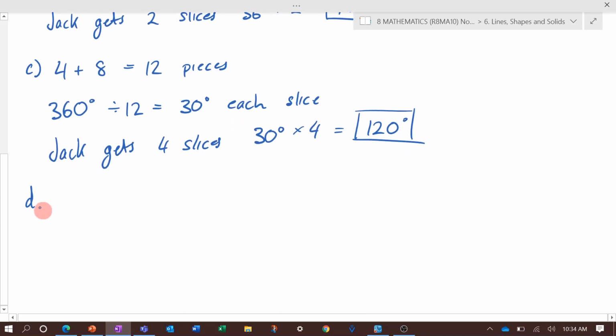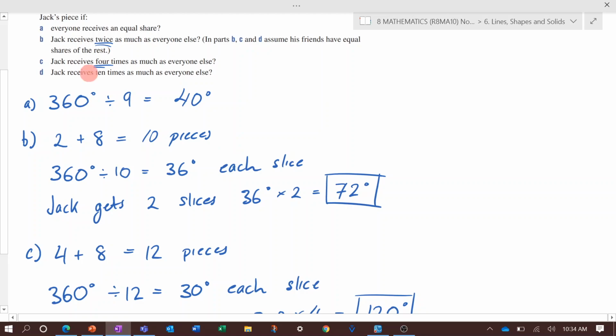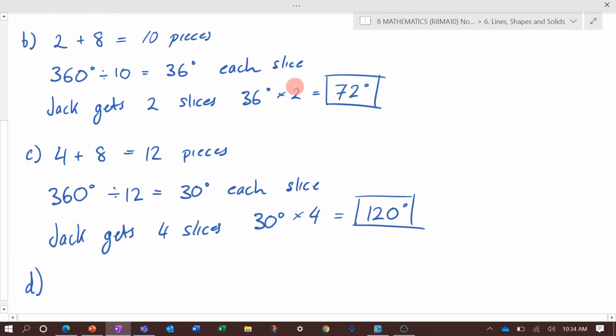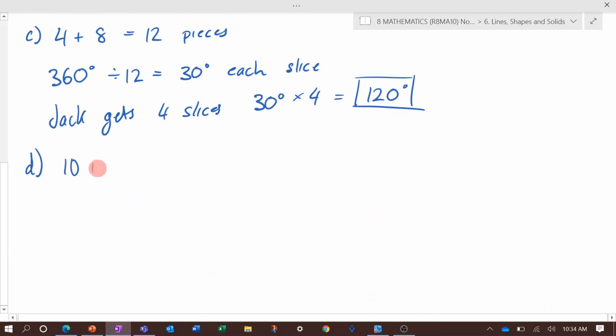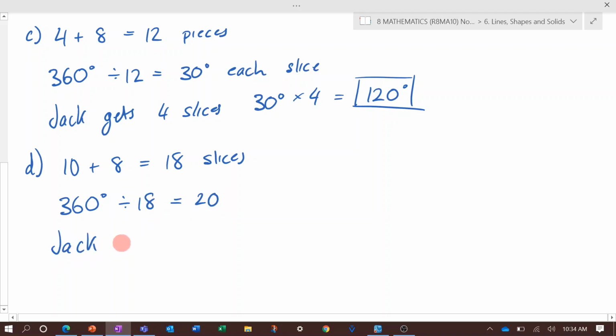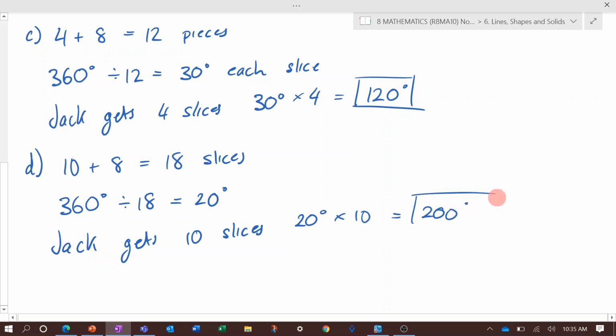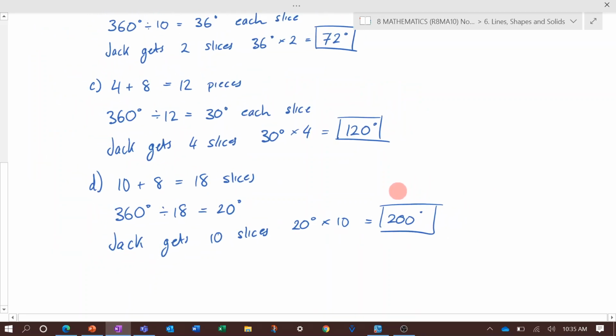And then we have D. Now, what is D? I think D is the same. It says Jack receives 10 times as much as everyone else. So that means Jack is going to receive 10 slices. Then he's got 8 friends. That means there's going to be 18 slices in total. So I would go 360 degrees, divide that by 18, which is going to be 20. Jack gets 10 slices. So that means I'm going to go 20 degrees times 10 is 200 degrees. Perfect. And that's how you answer this question.